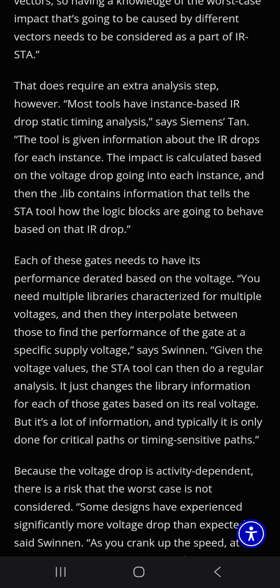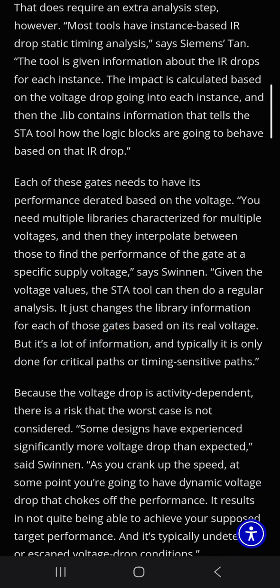Each of these gates needs to have its performance rated based on the voltage. You need multiple Liberty files characterized for multiple voltages, and then they interpolate between those to find the performance of the gate at a specific supply voltage, said Swedish. Given the voltage values, STA tools can do a regular analysis. It just changes the library information of each of those gates based on voltage, but it's a lot of information, and it's typically only done for critical paths or time-sensitive paths.